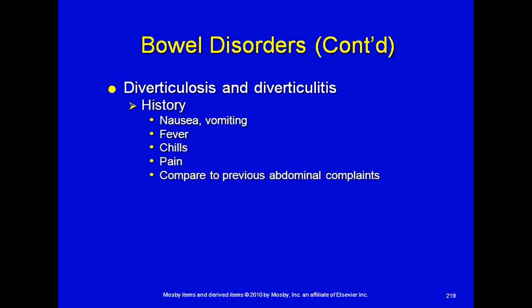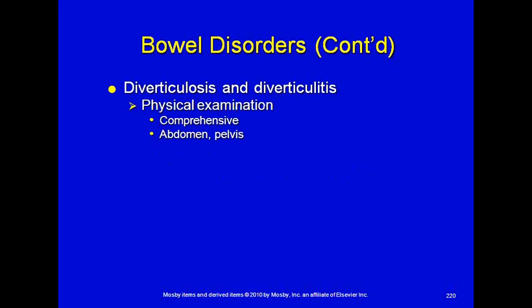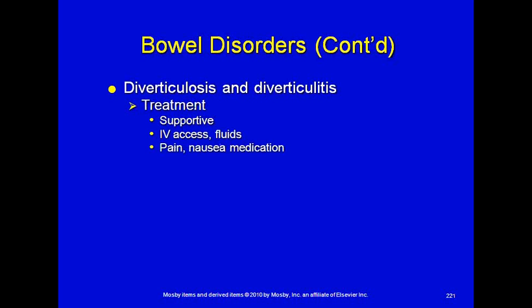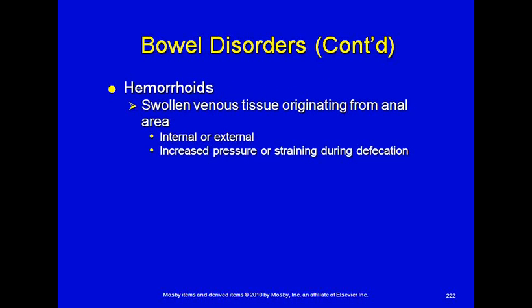With diverticulosis and diverticulitis, they're going to have nausea, vomiting, fever, chills, pain. Oftentimes they know they have diverticulosis, so compare this pain to their previous abdominal complaints. Do a good physical exam, SAMPLE history, OPQRST, try to figure out what's going on. Examine not only the abdomen but the pelvis as well. Treatment is supportive. If they're dehydrated, IV access, give them some fluids. If they're having a lot of pain, give them pain medication. If they're having a lot of nausea, then Zofran.